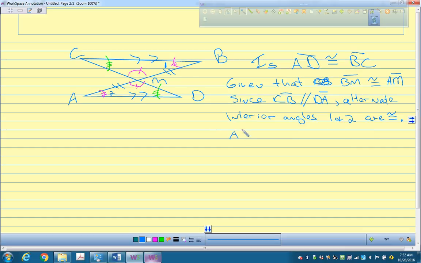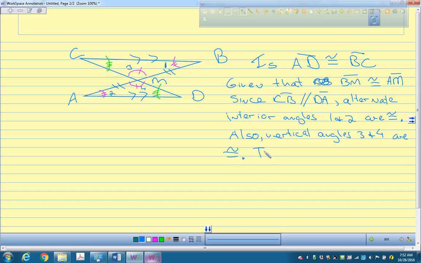Also, I could have also just used alternate interior angles. I could have gone angle, angle, side, right? But I'm going to use the vertical angles, okay? Also, vertical angles, I'm going to cheat again. I'm going to call this angle 3 and angle 4, okay? Also, vertical angles 3 and 4 are congruent, okay?